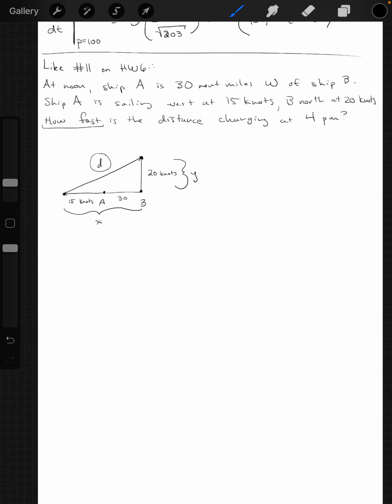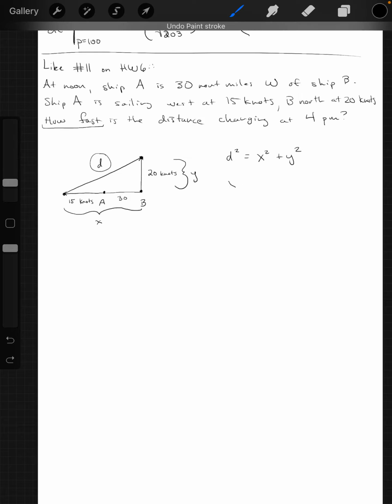But that's all up to you. The problem doesn't tell you what they have to be named. So here we have D squared equals X squared plus Y squared. And we could do a couple different ways to figure out how this goes. We could, for instance, figure out what X and Y are. Right? So X is always going to be, there's always going to be that 30.